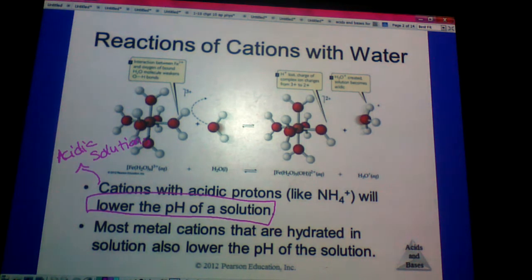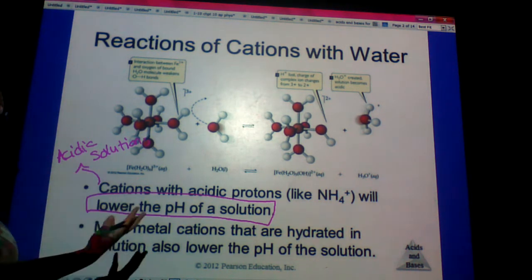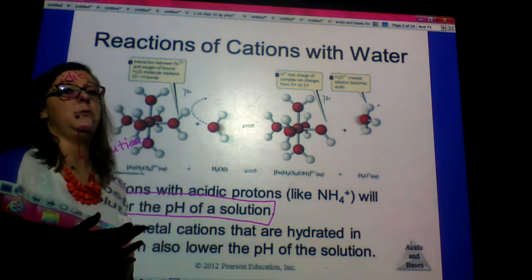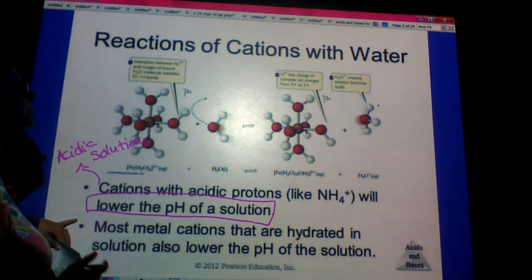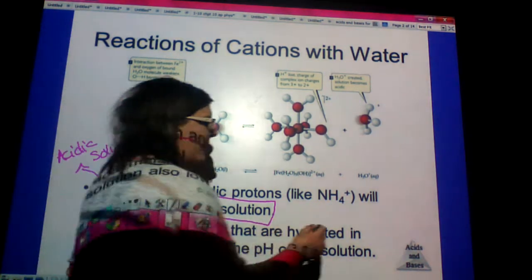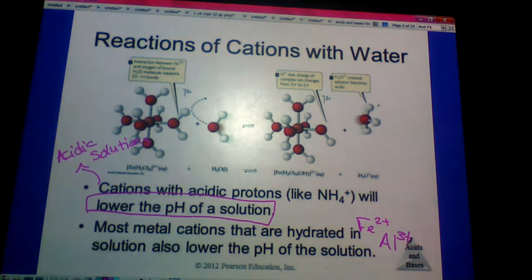So most metal cations that are in water, that are hydrated, just meaning they're dissolved in water in a solution, lower the pH. Okay, so that's another effect of cations, and I think we may see this in the next slide. So most cations, again, they have acidic protons. Or maybe I don't have an acidic proton. Maybe I don't have an H+ with something that I'm trying to dissolve in water. Maybe I have something like Fe2+ or Al3+.